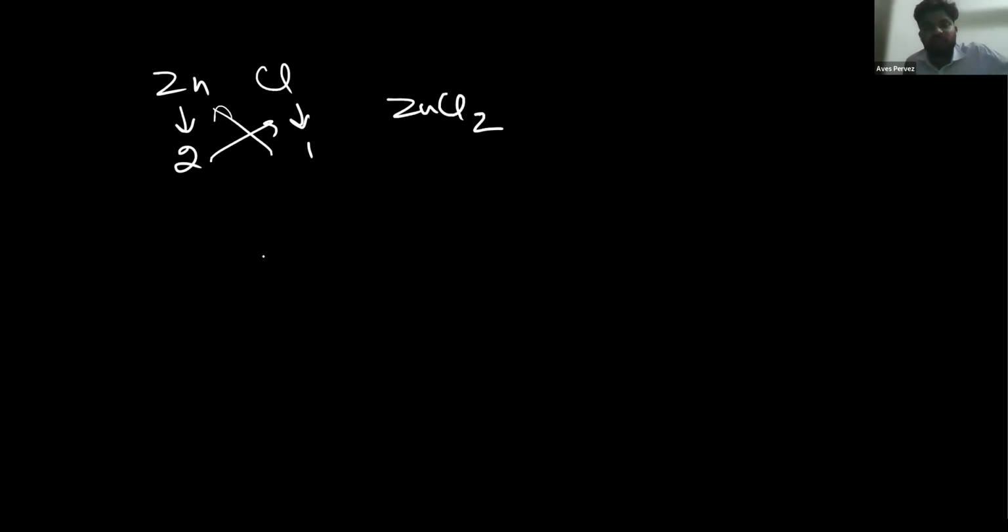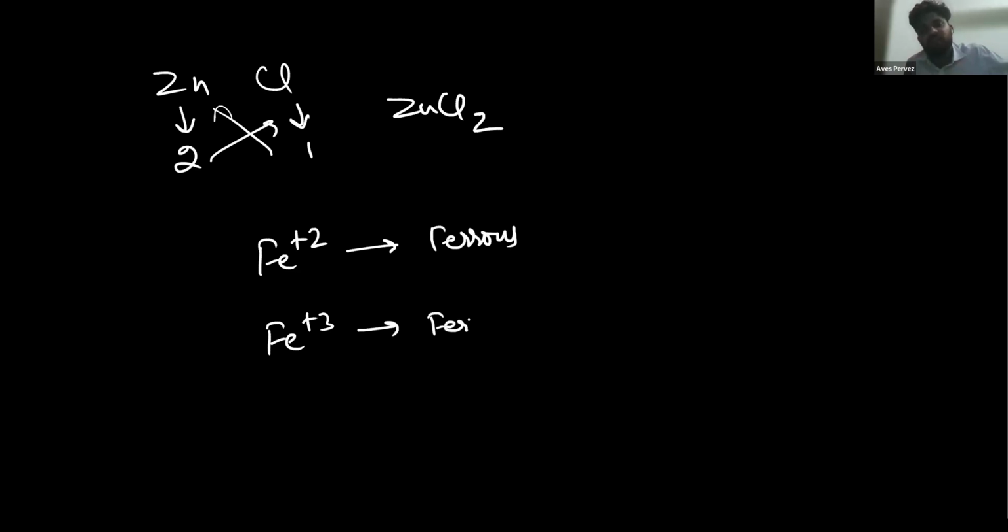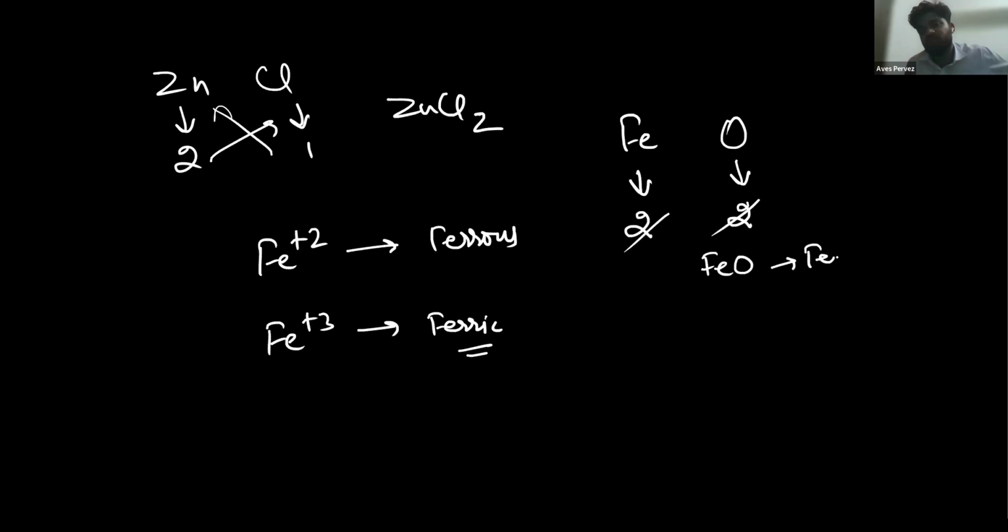Iron has two types of valency, +2 and +3. When it is said ferrous, it has +2 valency, and when it is said ferric, it has +3 valency. For example, for the formula of ferrous oxide, Fe has +2 valency and O has -2, so they cancel out and this will be FeO. FeO is ferrous oxide.